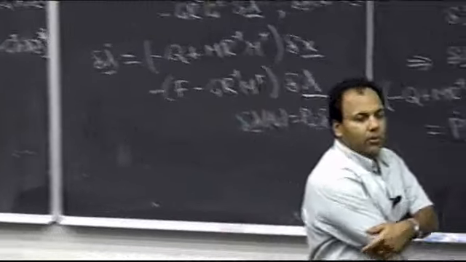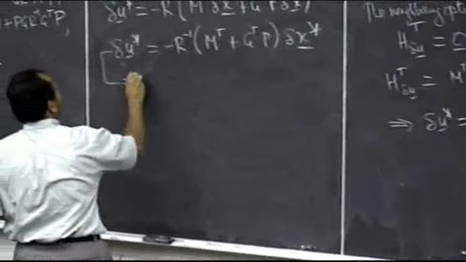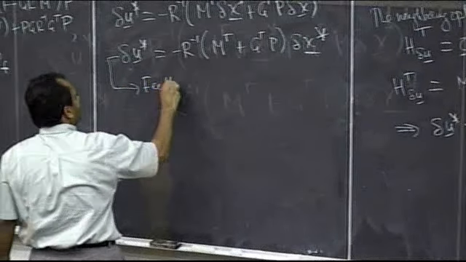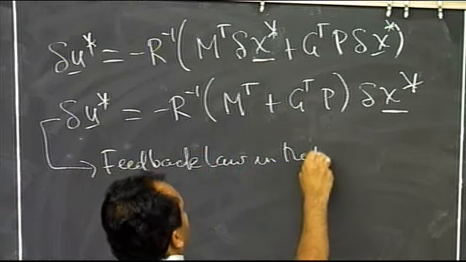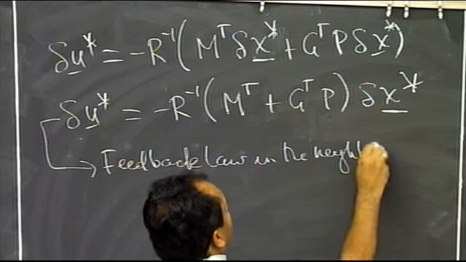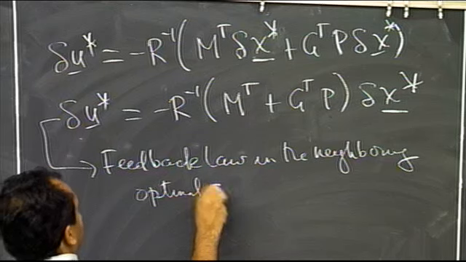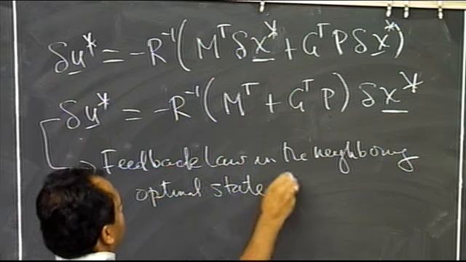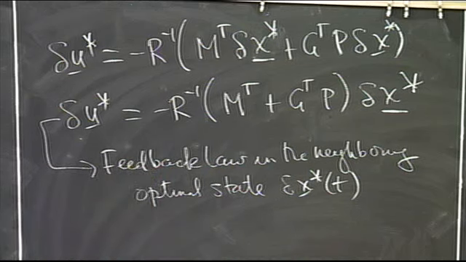Okay, so what that does for me now is it generates a feedback law. So this becomes a feedback law in the neighboring optimal state delta X star of t. Now that makes some sense, right? That seems fairly reasonable, right?